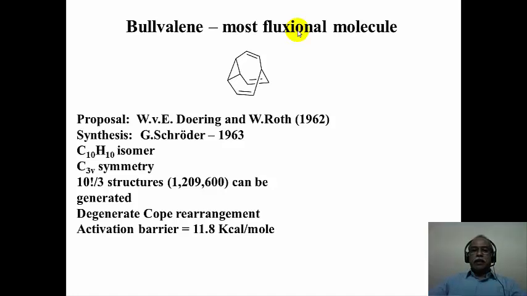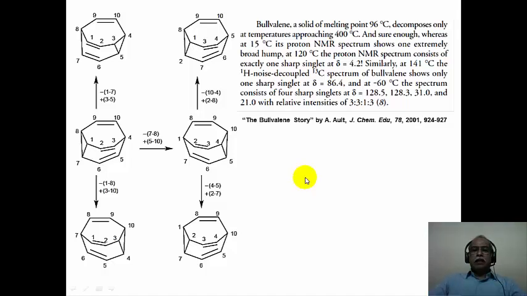These rearrangements are essentially degenerate rearrangements. In other words, upon rearrangement, bullvalene produces itself, and this kind of rearrangement is called a degenerate rearrangement, and bullvalene does so by means of Cope rearrangement, which is a 3,3 sigmatropic rearrangement. Now if you consider the cyclopropane, this particular bond with the two vinyl groups, this is actually a divinylcyclopropane which can undergo the Cope rearrangement. From the variable temperature NMR, the activation barrier for this rearrangement has been calculated to be about 11.8 kilocalories per mole.